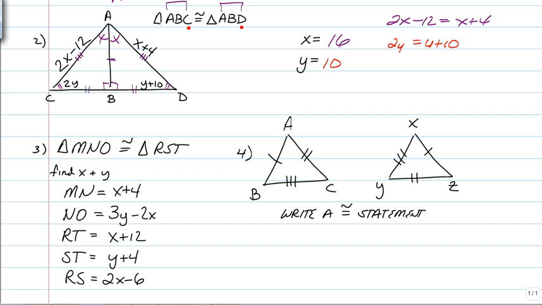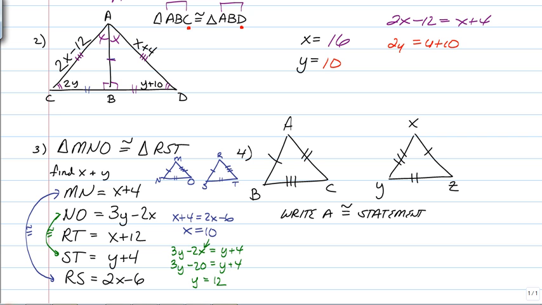Last 2 questions. For number 3, you have a whole bunch of statements written out. You have MN, NO, RT, and you have to solve for X and Y. Number 4, you just have to write a congruent statement for the 2 triangles. Remember, letters must match. So I would like you to pause the video. Number 3, try to find X and Y like we did in triangle ABC and ABD in number 2. And for number 4, just write a congruent statement. Remember, the order of your letters does matter. When you're ready, press play, and you're already done.